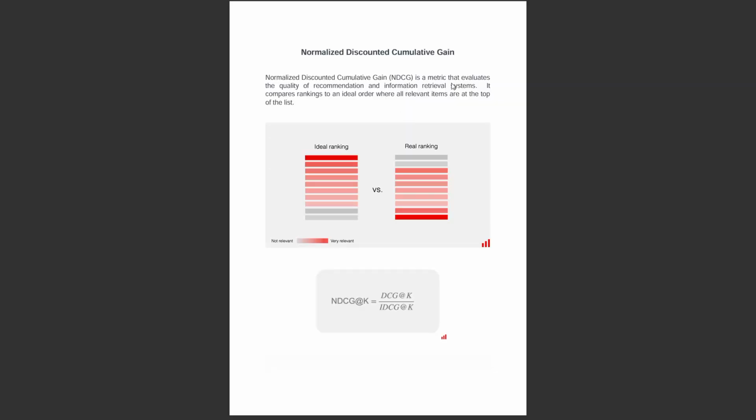So it is a metric that evaluates the quality and recommendation of an information retrieval system, comparing the ranking to an ideal order where all relevant items are at the top of the list. The main motive of this video was to tell you how to calculate the normalized discounted cumulative gain for any given set of documents with their relevance scores.